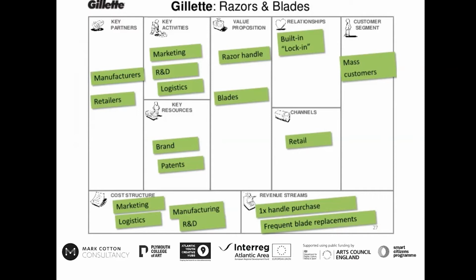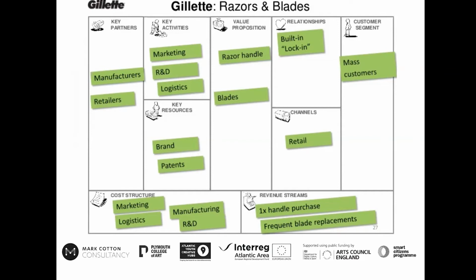Their key activities are marketing and research and development, and the logistics of getting the product to market. Their key partners are their manufacturers and their retailers, and the key resources is their huge brand and the patents that they have in place to protect their designs and protect their products.